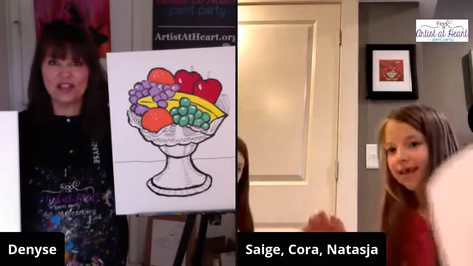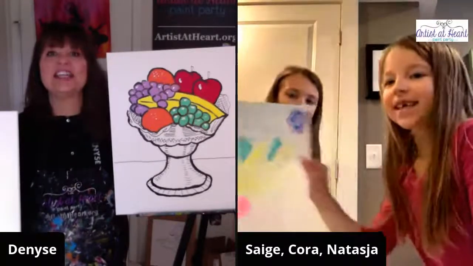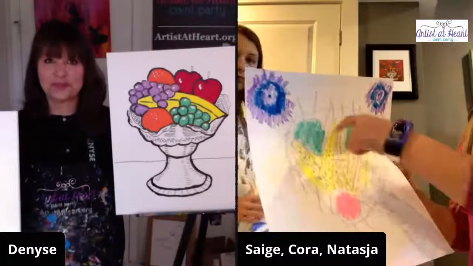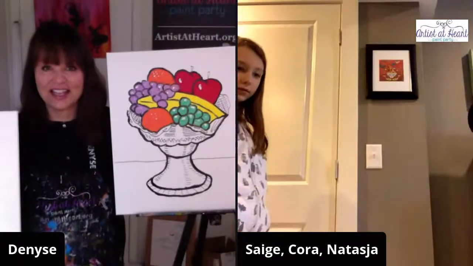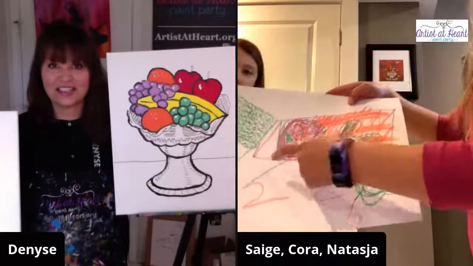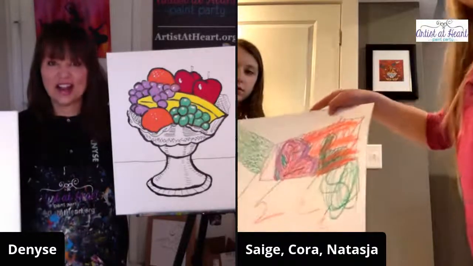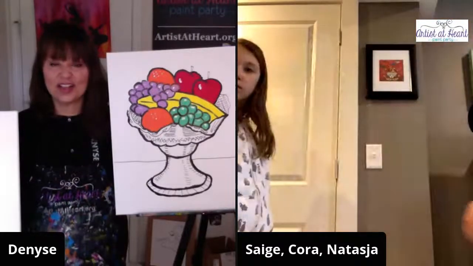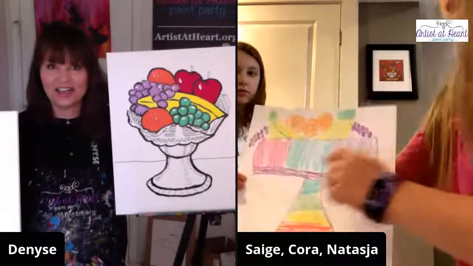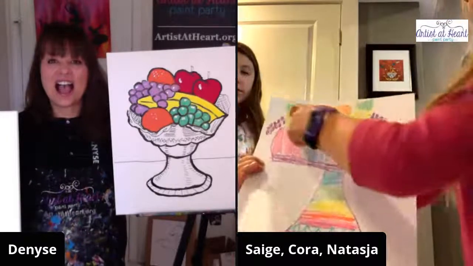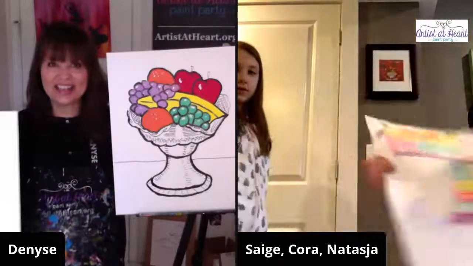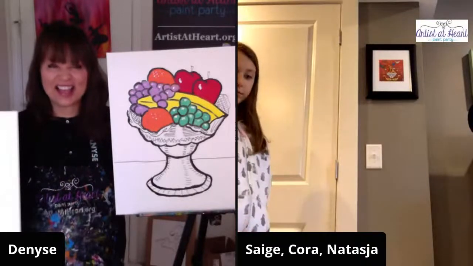Hi, Sage, Cora, and Natasha. Did I say the names right? Natasha. Sorry, Natasha. I made two Zentangles. That one and this one. Wow. That's very cool. And then I also made the fruit cup. It's supposed to be like a smile, like a face. This is the smile, there are 3 eyeballs, like a monster. I love it.